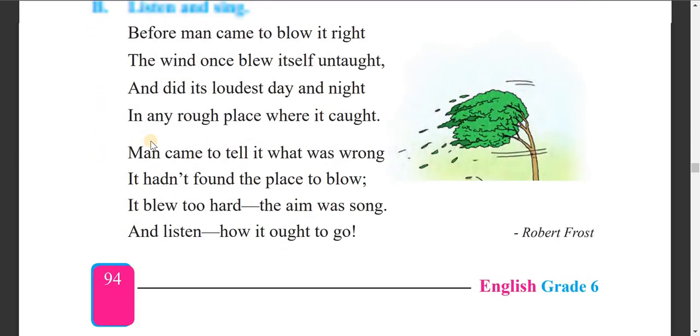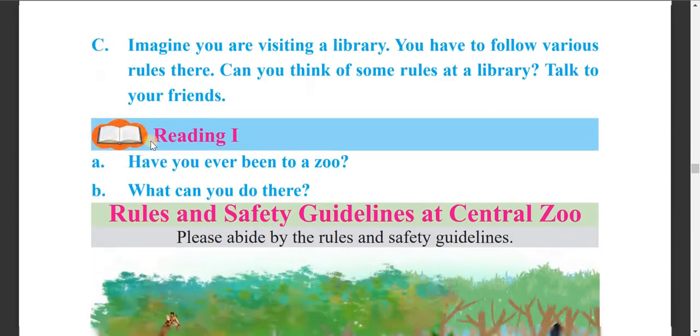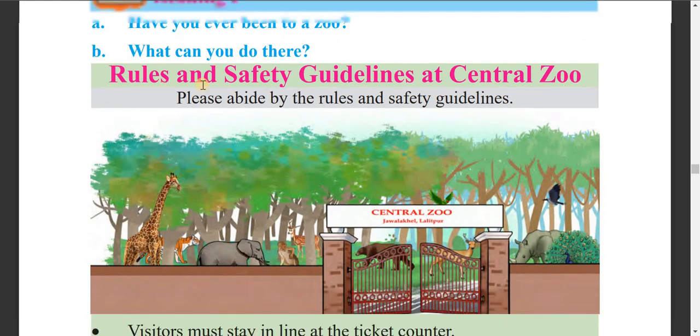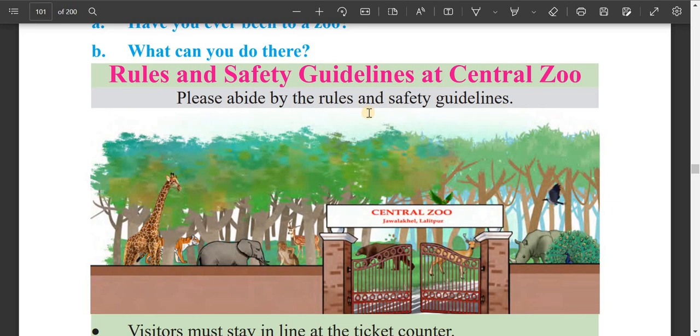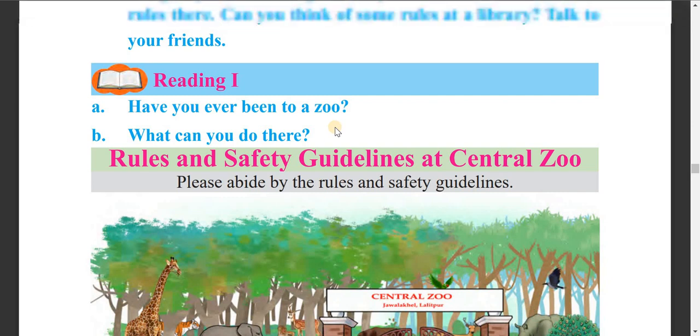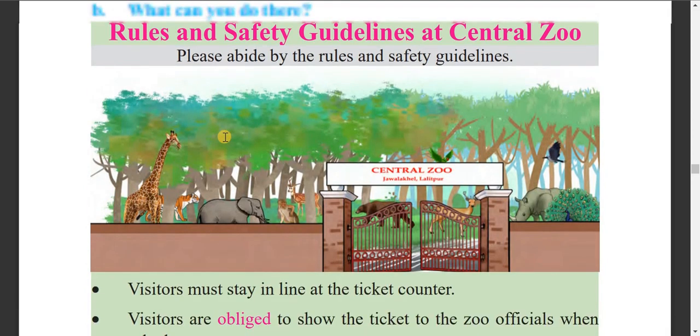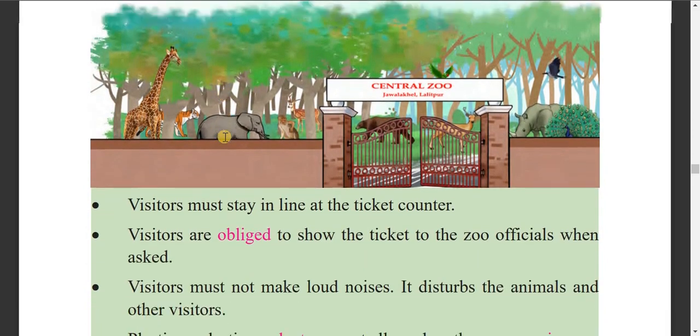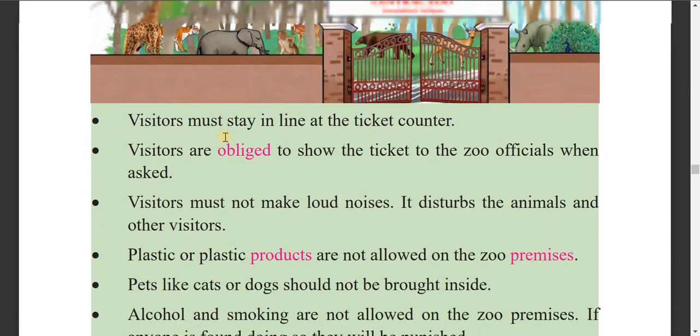Today we'll do some exercises given in this unit. The first one is rules and safety guidelines at Central Zoo. Please abide by the rules and safety guidelines. So have you ever been to a zoo? I think you have gone to a zoo. What can you do there? You can see animals, you can just enjoy yourself. Now, there are some rules and regulations we should follow, we should obey in the zoo.